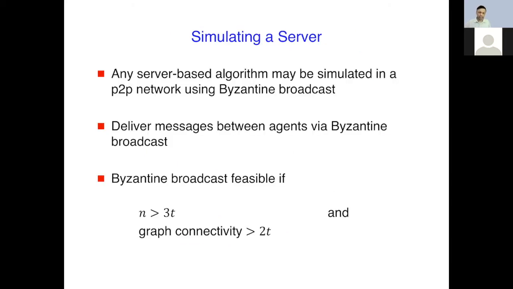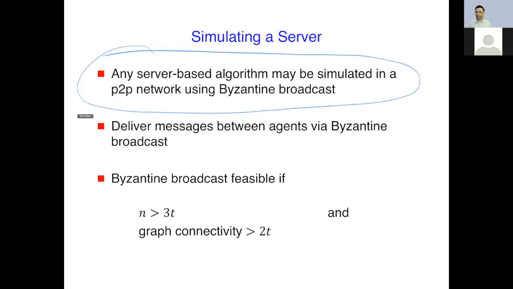In particular, we can actually simulate any server-based algorithm if we can implement Byzantine broadcast. In effect, in a server-based algorithm, the server receives information from all the agents, such as gradients, computes the next estimate, and sends it to all the agents. The server is trusted, non-faulty. Each agent in a peer-to-peer setting can simulate that server, and if they simulate it identically, then all the agents will have the same state estimate at the end of every round. But for that to work, we need to be able to perform Byzantine broadcast.